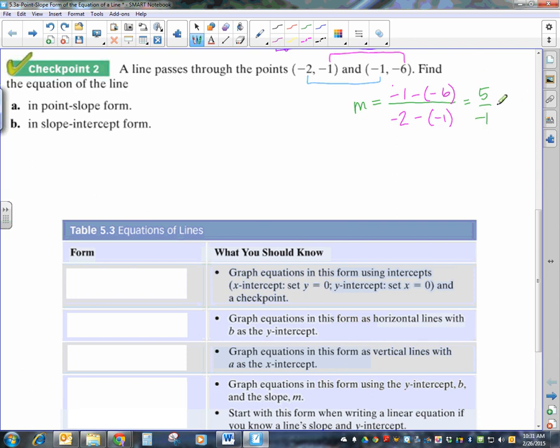We don't leave it like that. Okay, a lot of y'all have been doing that lately. You need to make sure that you simplify it so that becomes negative 5.